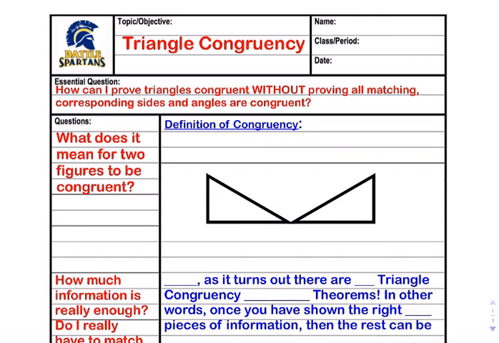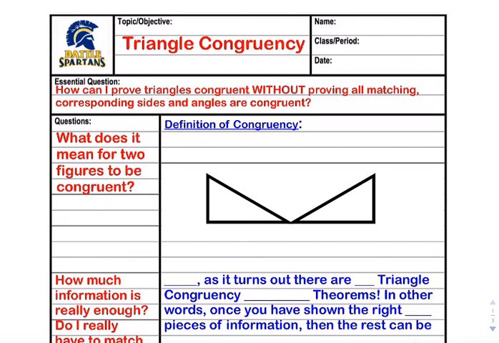Let's go ahead and get started and talk a little about triangle congruency. So everything we've been doing up to this point has led us to this moment where, for the next few days, next couple weeks until the end of the semester, we talk about how you prove things are congruent. Now we're going to do that, and as you can see by this essential question that you should get down in your notes, we're going to do that without proving everything.